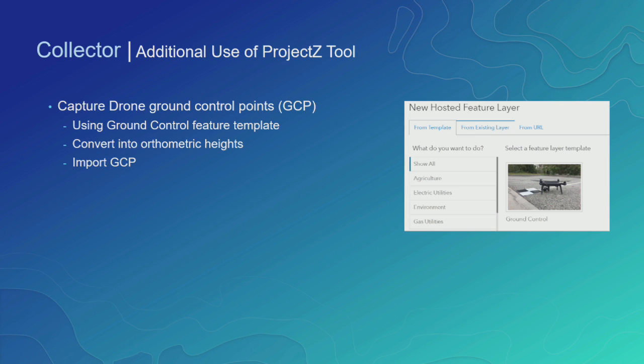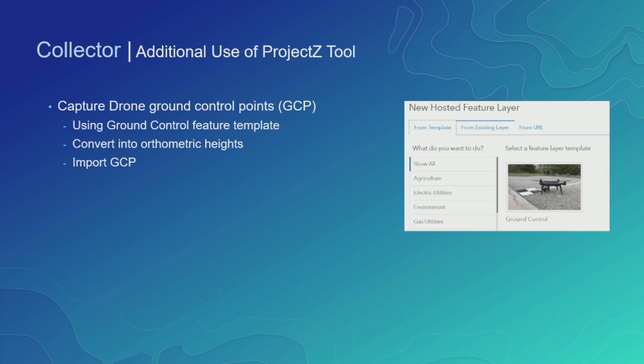And an additional use of the project tool is that you can use it for correcting ground control points for the drones. Because Kevin, in his demo, showed that we introduced the ground control feature templates. With this template, you can configure those metadata fields, and after you collect those ground control points, you can input them into these services, work with the Project tools, and convert them into orthometric heights, etc.